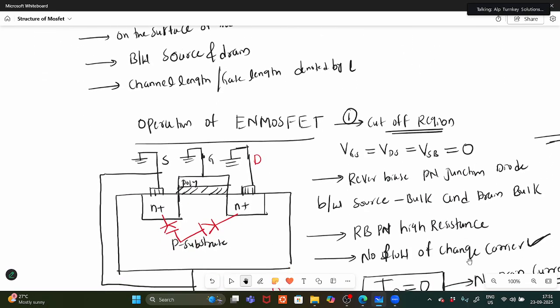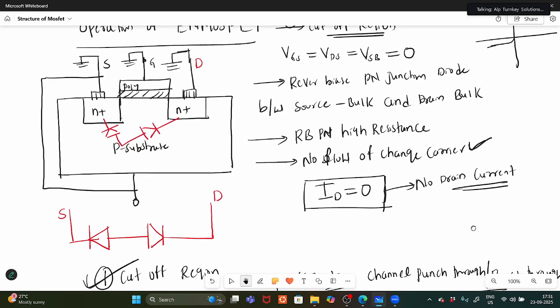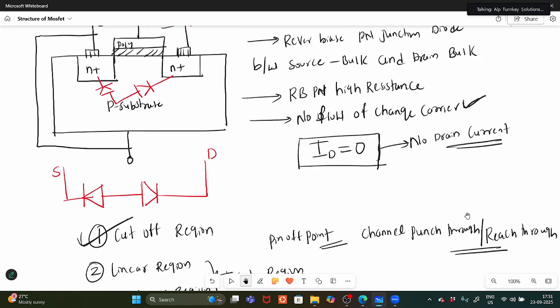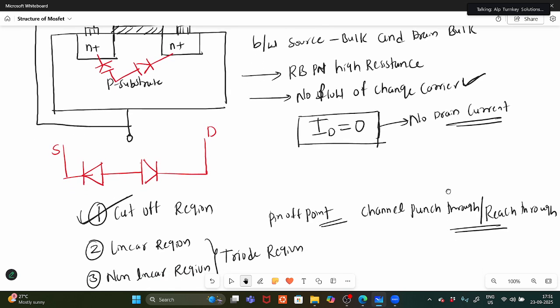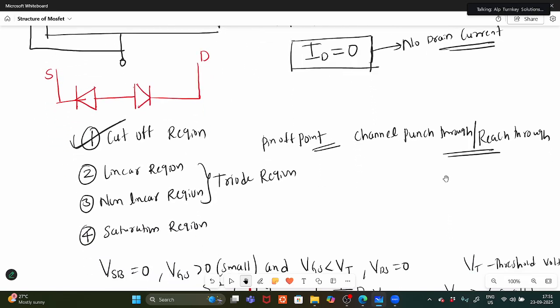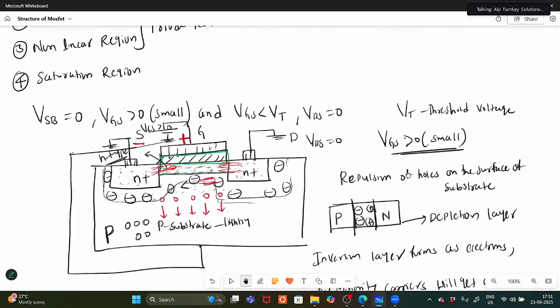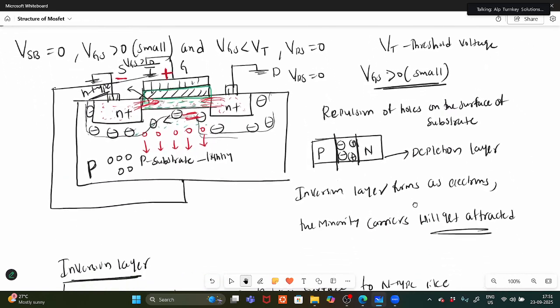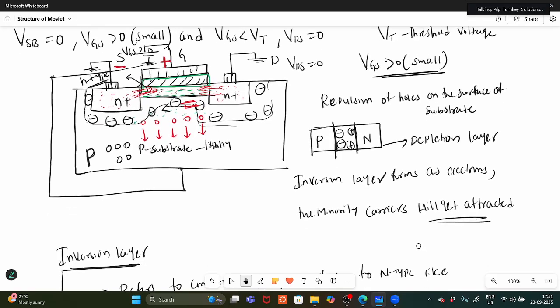So this is the operation of the cutoff region. All the voltages you need to give as 0. It's like 2 p-n junction diodes connected back to back. So how many regions is it operated in? 4 regions: cutoff region, linear region, non-linear region and saturation region. Today we discussed the cutoff region, and we discussed some layers.